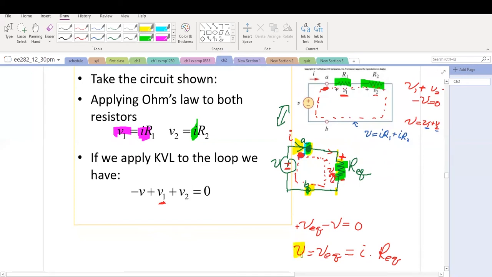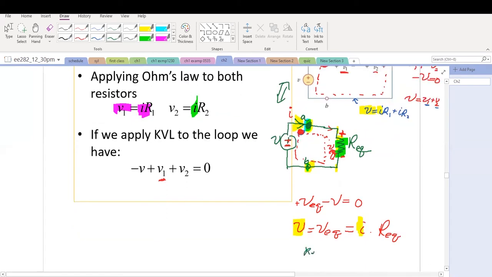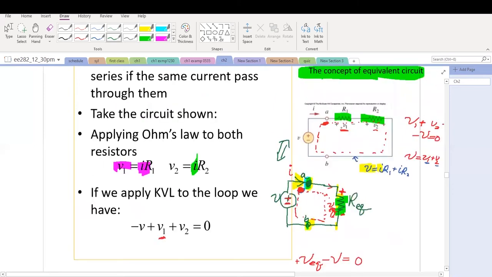This is the same V, this is the same V, that's the same I, that's the same I. So what is Req? We compare these two relationships. Req equals R1 plus R2. These two resistors are in series connection. The equivalent resistor is the sum of them.